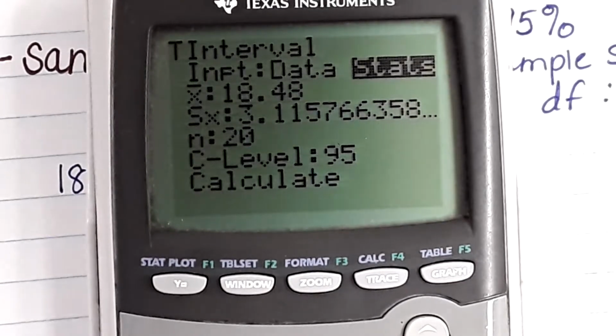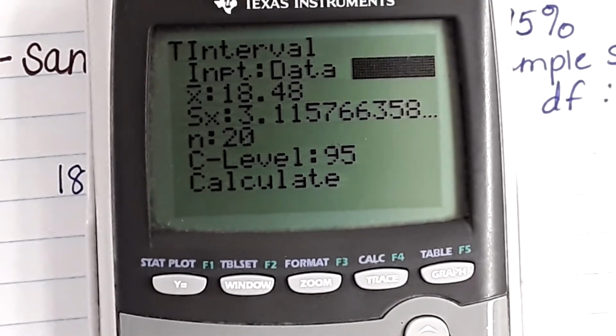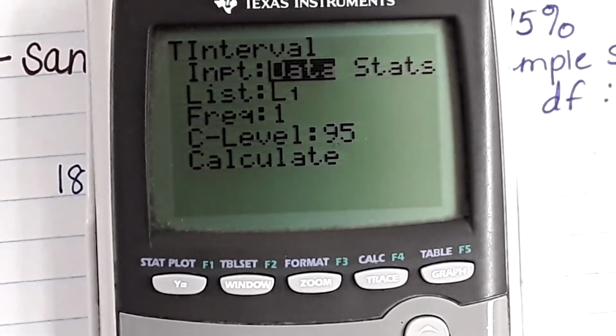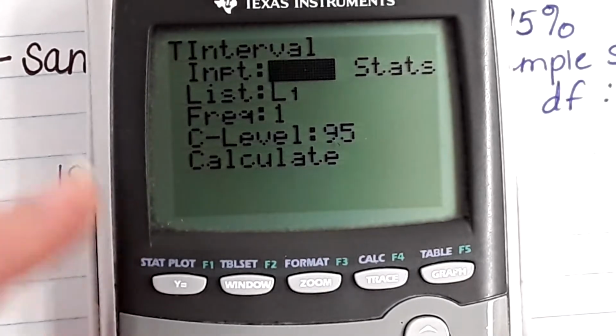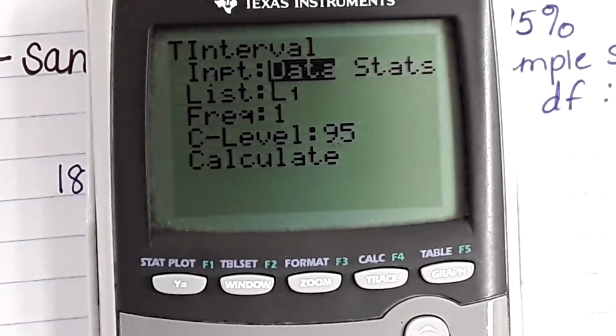Now, they're going to give you 2 things. They're either going to give you data or stats. Did you enter something into your calculator? Did you have to put something into a list to get your information? You did. So that means they gave us data. Anytime you enter something into a list to get your mean and your standard deviation, they gave you data. And then where did you put your data? I put my data into list 1. Where did you put yours? Frequency is always 1. You won't ever change that.